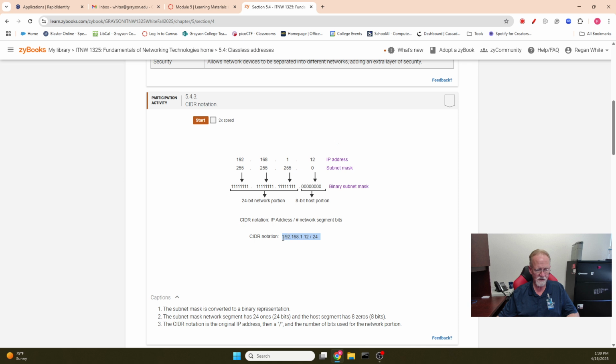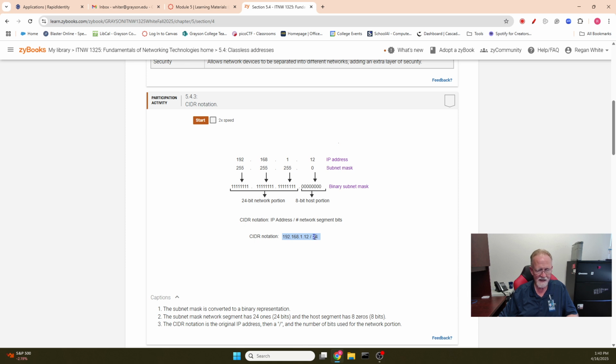So your CIDR notation would be 192.168.1.12/24, and the 24 comes from the 24 bits of the network portion of the subnet mask. If this were 255.255.0.0, then instead of /24, this would be /16. If this were what we consider a Class A address, 255.0.0.0, then the slash would be /8, because there are only eight ones in the subnet mask and all the rest are zeros. And that's how we get this number.